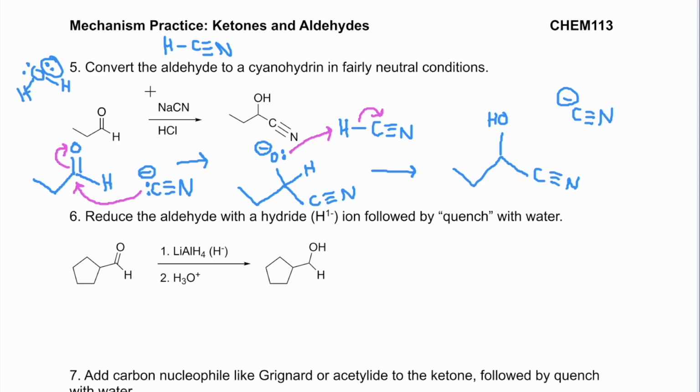So the different conditions that I've seen, you can have sodium cyanide with a trace amount of acid, or sometimes you see the conditions over the arrow as HCN with a trace amount of hydroxide. You're just adjusting the pH so that you have both cyanide ion and a little bit of hydrocyanic acid. So it's fairly neutral conditions.